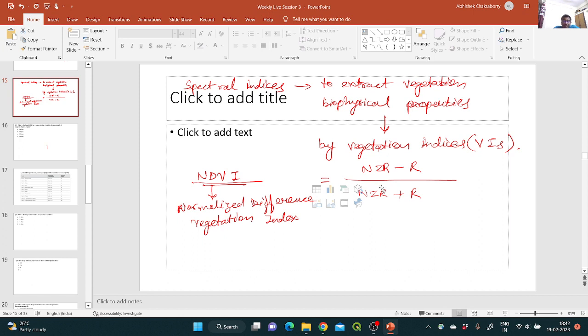And for vegetation, as I already discussed, the reflectance of the near infrared band is much larger than that of the red band. So for healthy green vegetation, usually NDVI would be leaning towards 1, ideally from 0.7 to 1. Okay, so that is what it is.